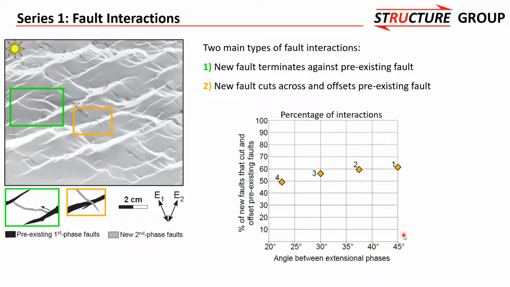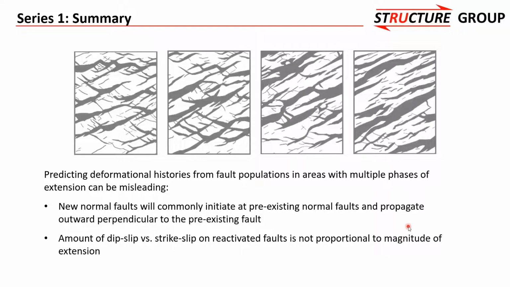To summarize the series 1 models, I'd like you for a minute to look at these line drawings and think about them not as pictures from a model, but as potential maps from the subsurface, something you might see in your data or in a presentation by another group. I want you to think about what you would infer from these fault patterns just by looking at them. A lot of what this initial series highlighted is that some of the inferences we would make based on fault heaves and fault patterns, without any other information, can be misleading.